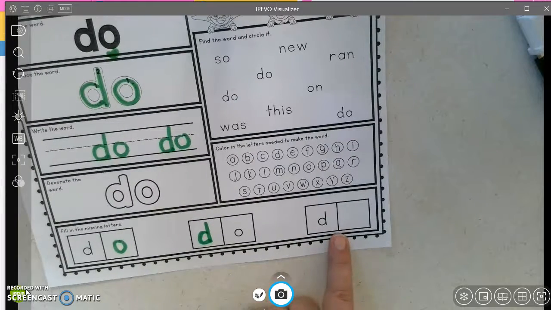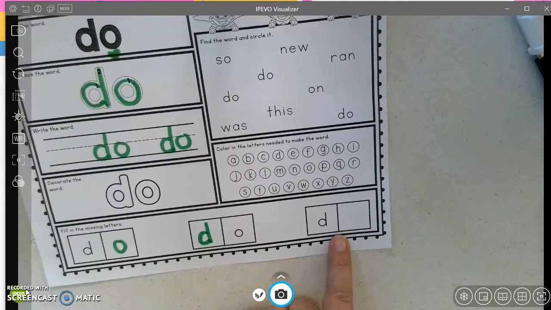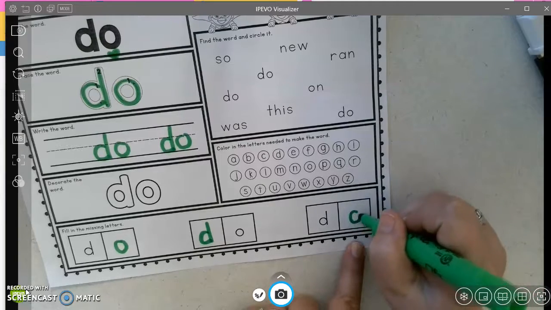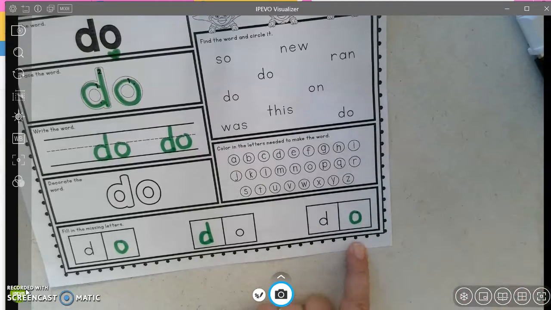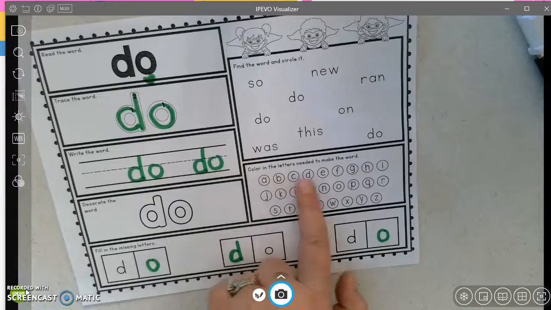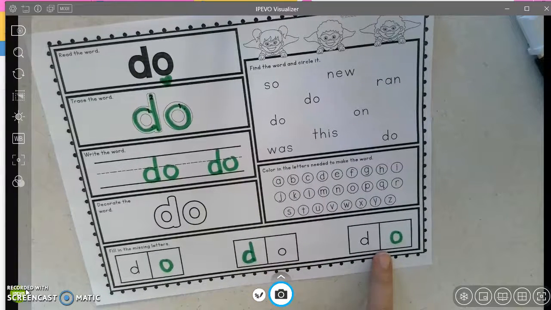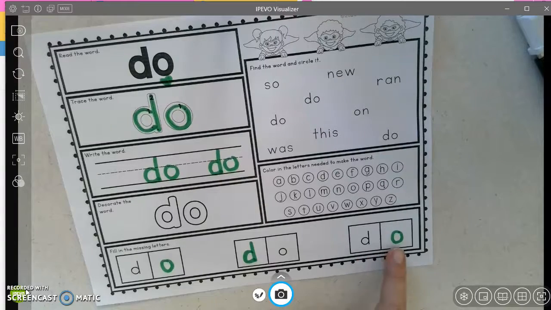And which letter is missing from this word do? The O again. Silly O. Keeps running away. Good job. Color in the letters you need to make the word. What letters do we need to make the word do? We need a D and an O.